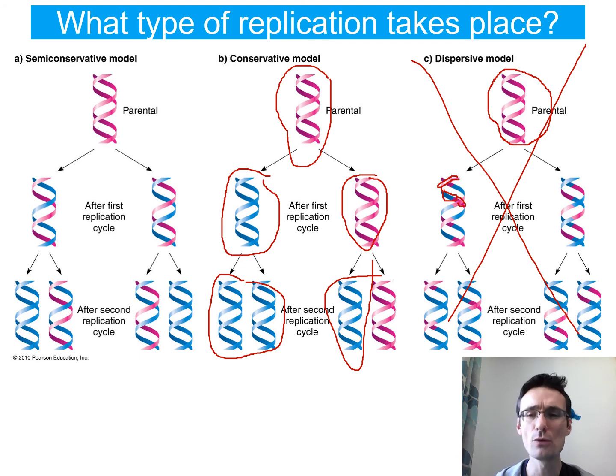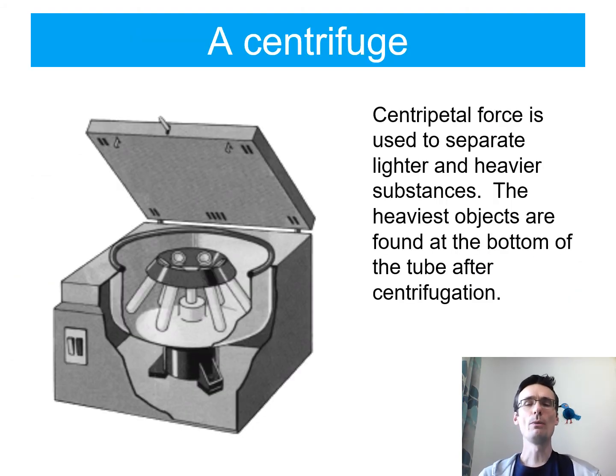But how do we know that? Well, you would use something called the centrifuge to understand this. A centrifuge is an electronic piece of equipment which spins at high speed, and it allows us to separate molecules, such as biological molecules like cells and DNA, according to their mass.